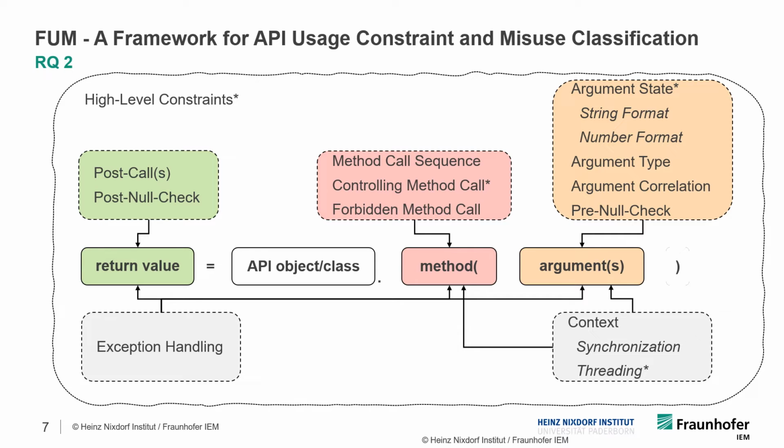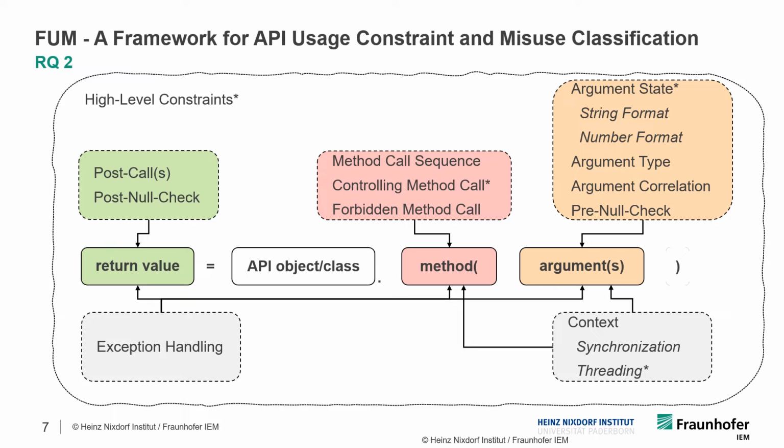We define our framework based on API usage constraints because as soon as an API does not define API usage constraints, the API cannot be misused. Hence, it is more natural to look at different types of API usage constraints instead of API misuses. However, in the practical application of the framework, one might still use the terms interchangeably. I will now present FUM, our framework for API usage constraint and misuse classification, which is localizing each API usage constraint type to parts of a method call.